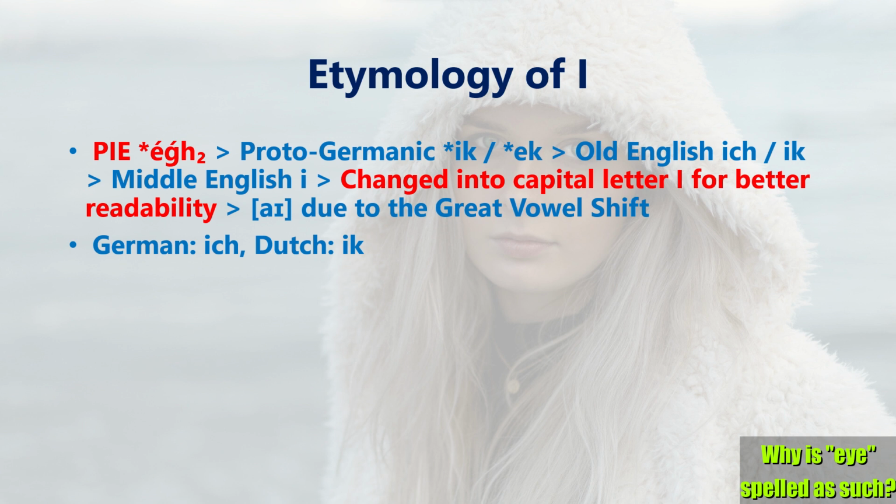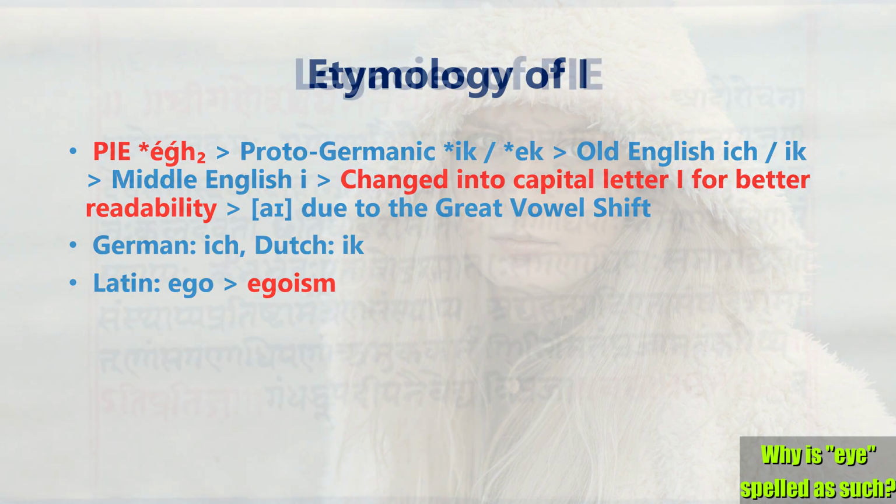In fact, in German, I, C, H is still pronounced as ich, and in Dutch it's ik. In Latin, it's ego, which gave birth to the word egoism, often used to mean selfishness.